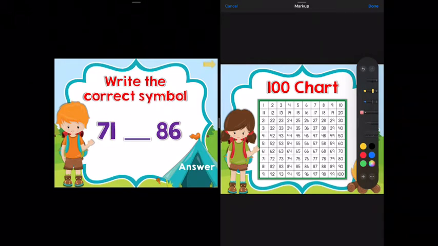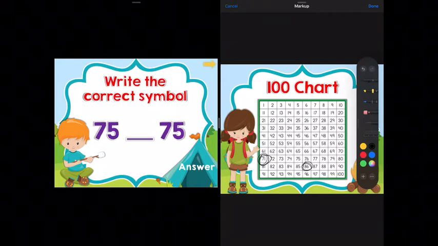71 blank 86. Let's go over to our chart. 71 is right here, and 86 is right here. Let's look at the tens place. There's a 7 in the 71's tens place, and there's an 8 in the 86. We know that 8 has one more than 7. So 71 would be less than 86.